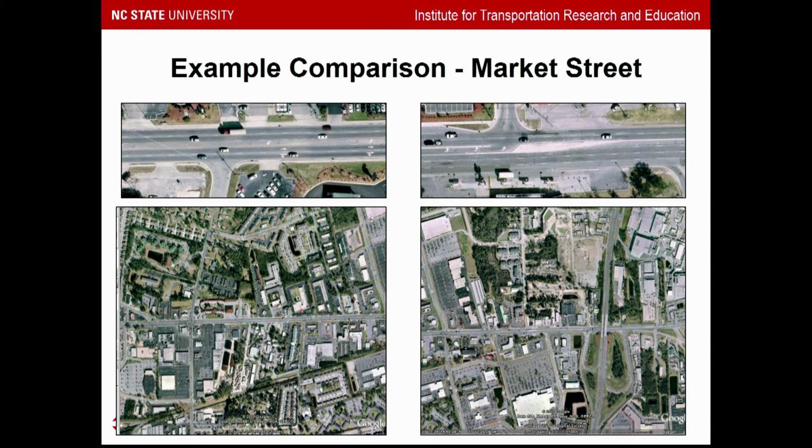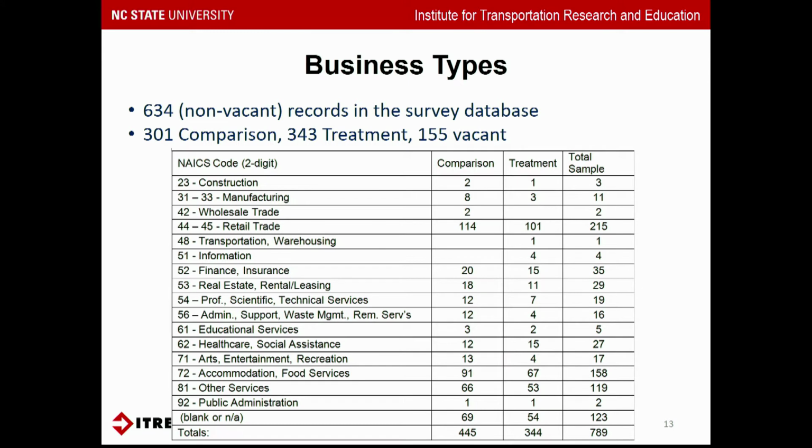Is everybody with me? Okay. So we have 634, I think it's 644 actually, bad math, non-vacant records. So we did have some vacancies, obviously, in some of the businesses in the survey database. And you see a fairly good representation of comparison and treatment. It's pretty equal. And 155 vacant. Now, that sounds high, but it's actually not. If you go look at the literature, it's not as bad as you think it is. And then you'll see we have a pretty good representation across different NAICS codes here, so different business types. So we felt like we had been pretty successful in trying to represent the population.